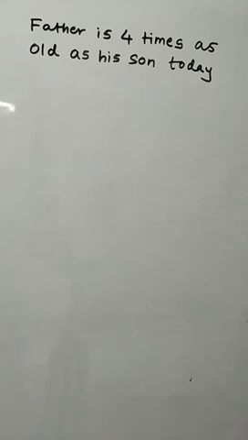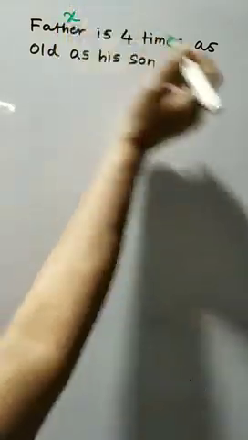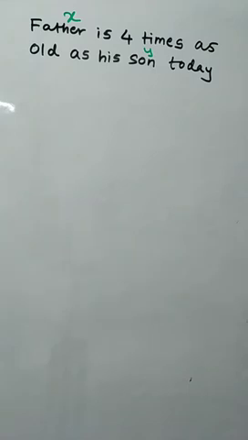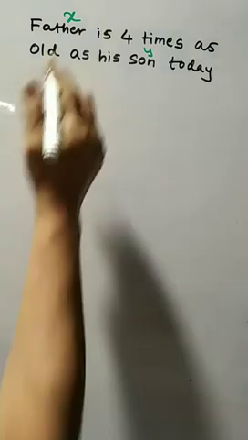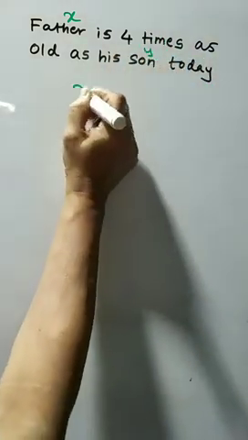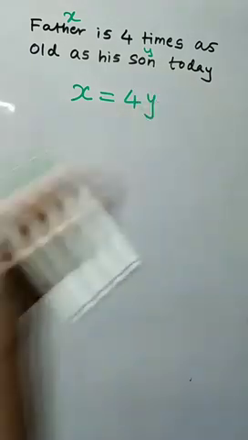Let's frame one last equation on ages. Father is 4 times as old as his son today. Suppose father's age is x and son's age is y. How will you frame this in the form of linear equations? Observe, father is 4 times as old as his son today. So x is equal to 4 times son's age.